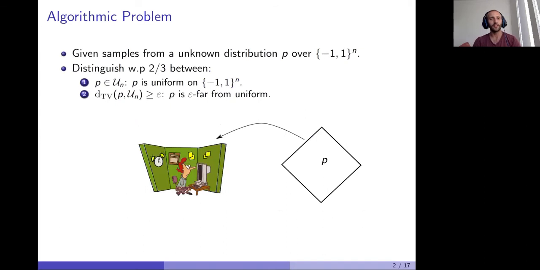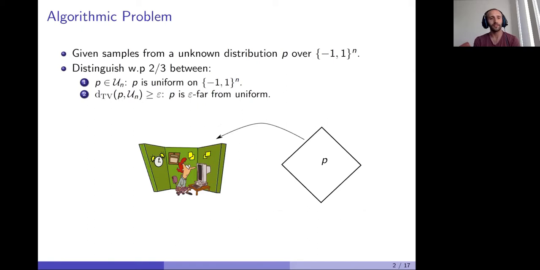I'll set up the algorithmic problem, which is the classic problem of testing uniformity. The setup is as follows. We're given samples from an unknown distribution P, and I want to think about the case when P is supported on the n-dimensional Boolean hypercube, {-1, 1}^n, and we want our player Alice to design a randomized algorithm which can distinguish between the following two cases with probability at least 2/3.